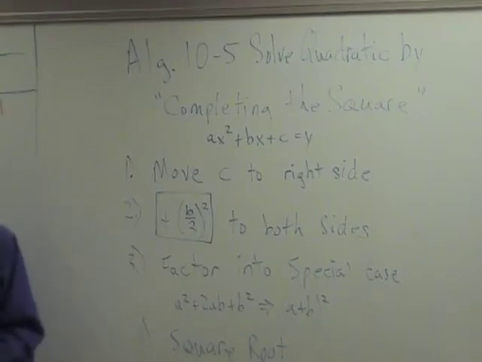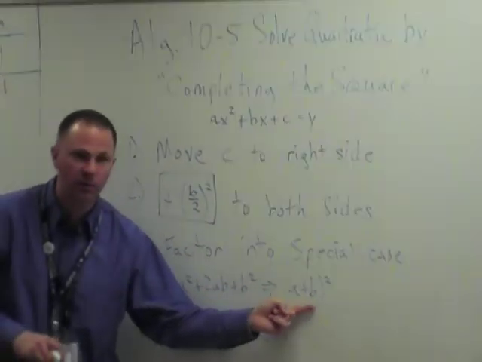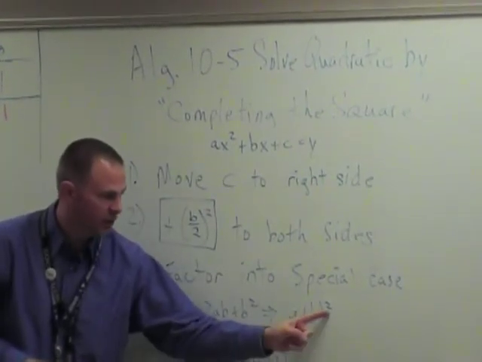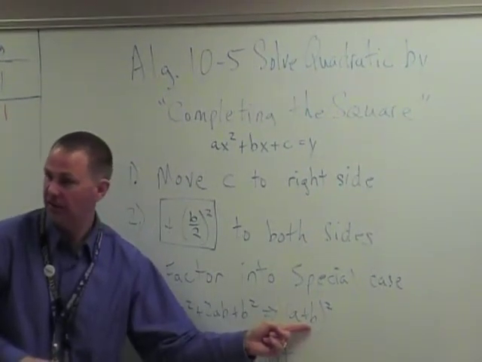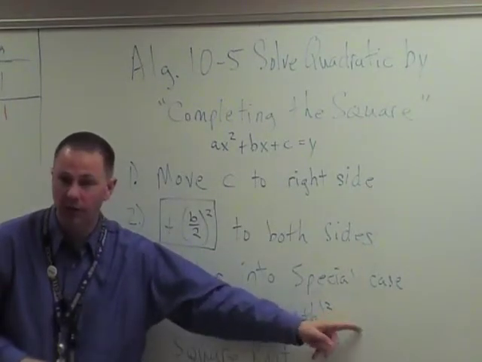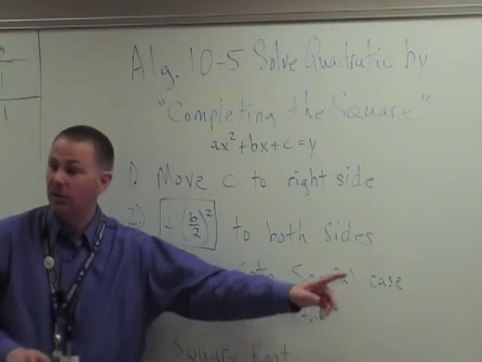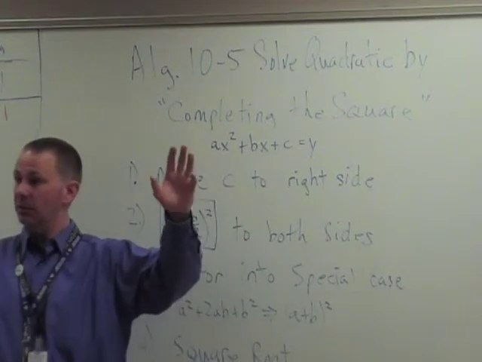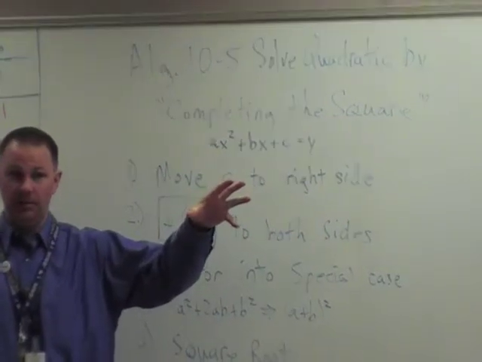Why would we take the square root after we've factored it into this form? Yeah, because you want to get a plus b by itself. You don't want the square up here. Remember, this is going to be equal to a number on that side. And when you take the square root, what's it give you? It gives you a plus and a minus, doesn't it?